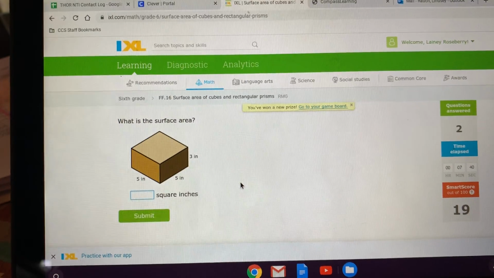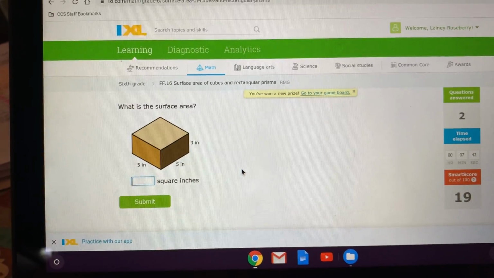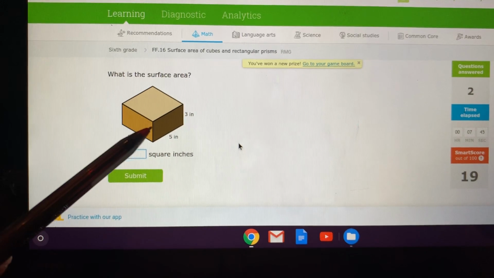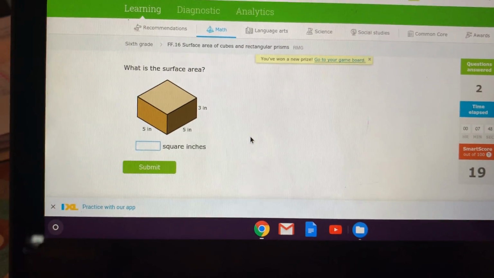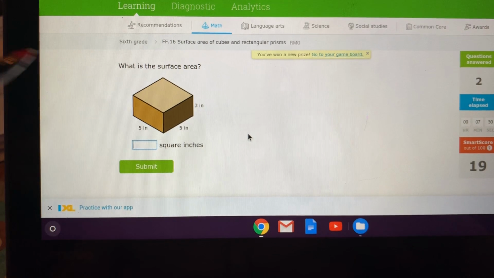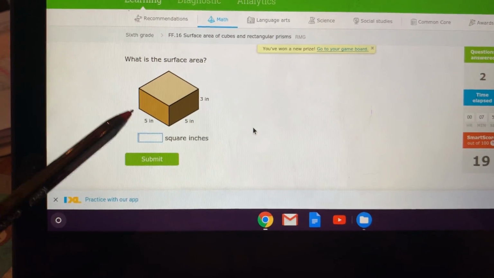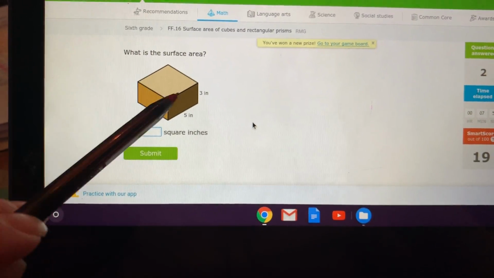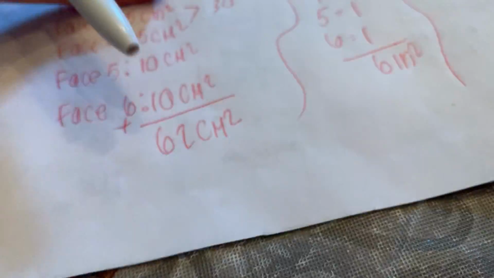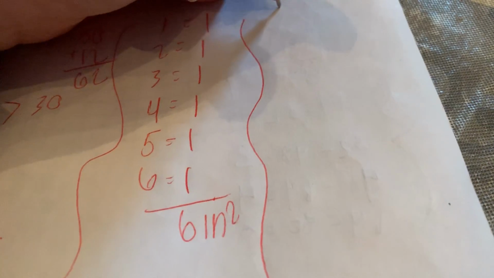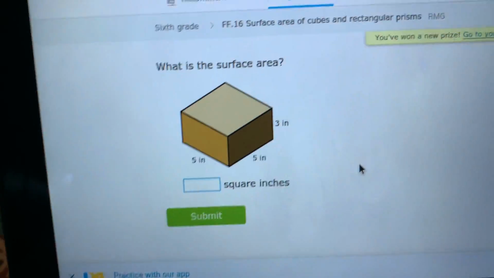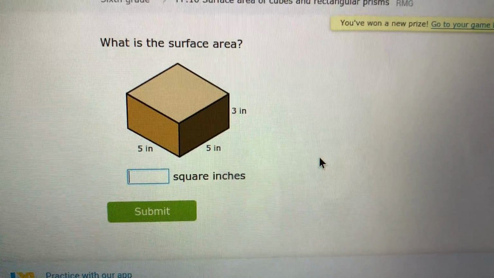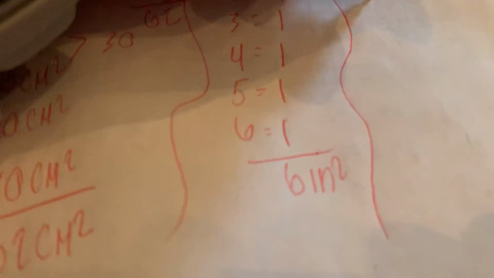This is a rectangular prism. I'm going to look here at the top. The dimensions of the top, I need the length and width in order to find the area. So this will be 5 because this is 5. So 5 by 5. 5 times 5 is 25. So 25 inches squared. And guess what? If the top's 25 inches squared, the bottom's also 25 inches squared.